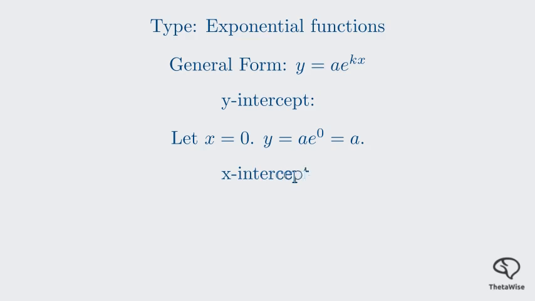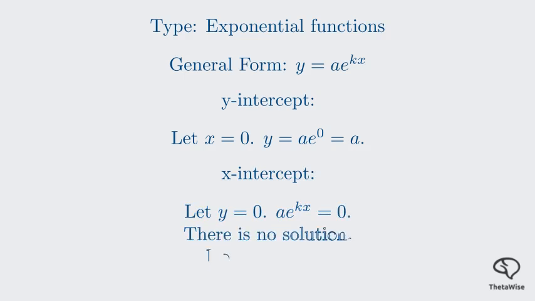Next, the x-intercept. Can e to the power of kx ever be 0? No, it's always positive. So if a is a positive number, y can never be 0. Exponential functions of this form typically do not have an x-intercept.